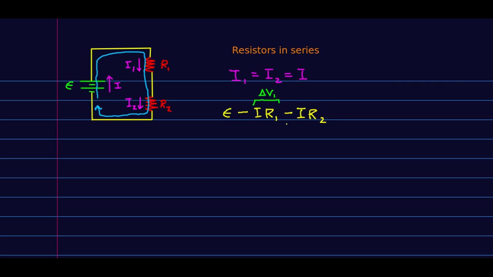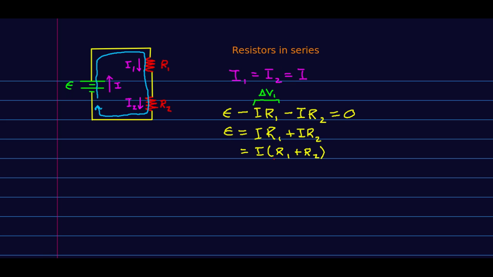And Kirchhoff's loop law says that those all add up to 0, because we have to get back to the potential that we started at. And so if you just solve that for epsilon, it looks like this. And I can rewrite that like this. So what? Why would I rewrite it this way?